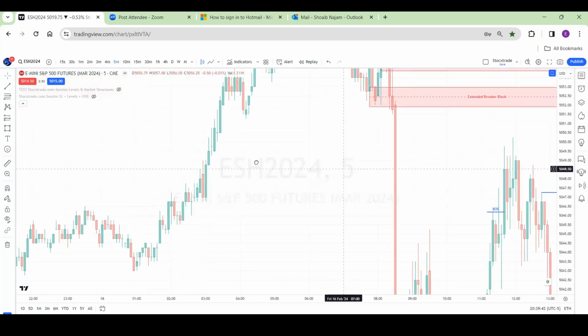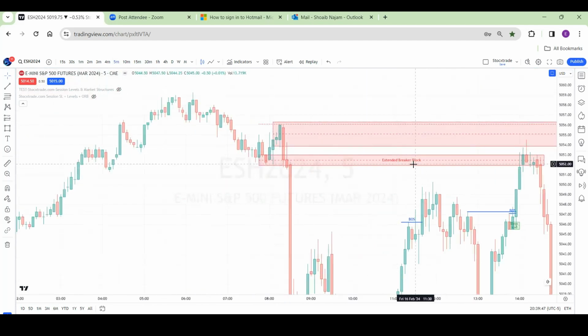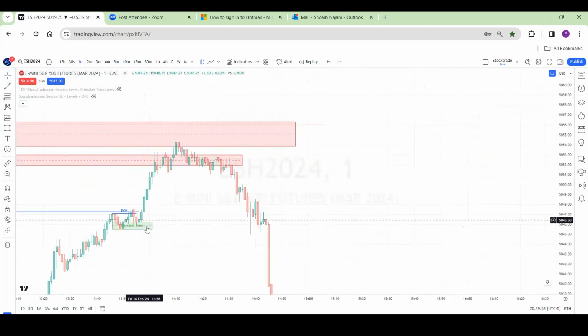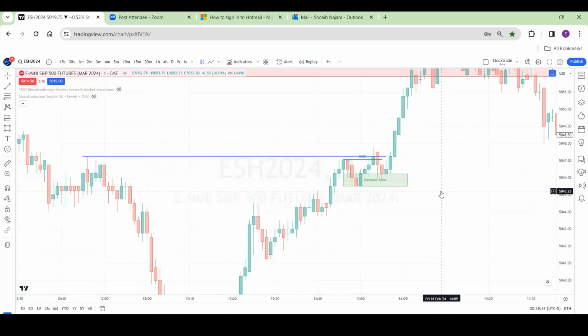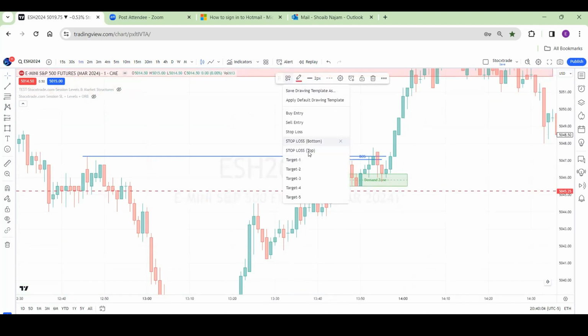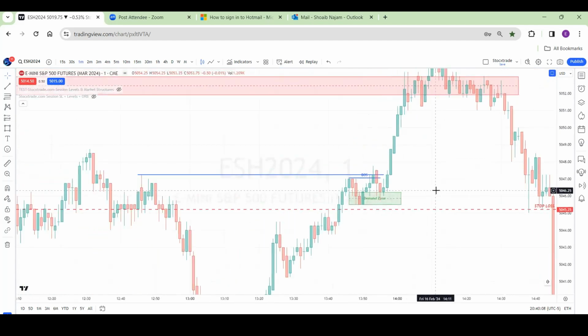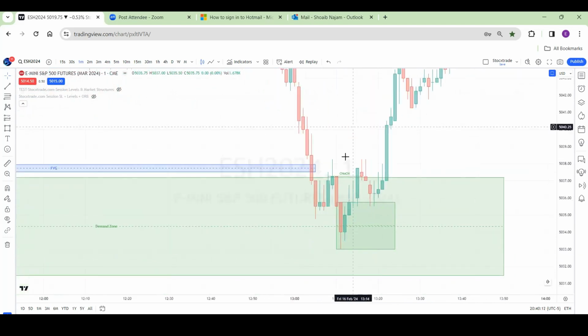Again, shift it to 5 minutes. Mark the extended breaker block, mark the supply zone, whatever you like. But in this case, your stop loss should be below the structure. This structure should be your stop loss. And if you don't know your stop loss, don't enter the trade.